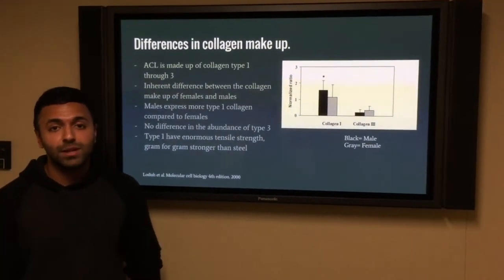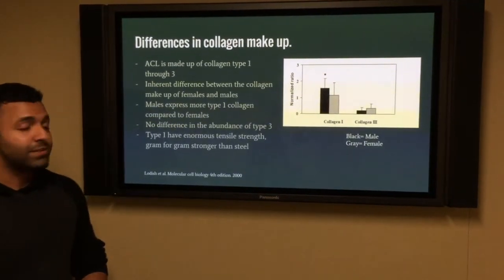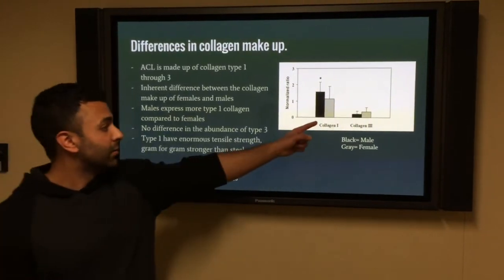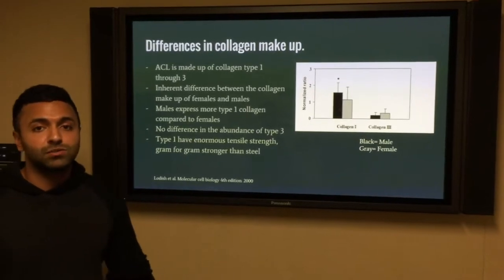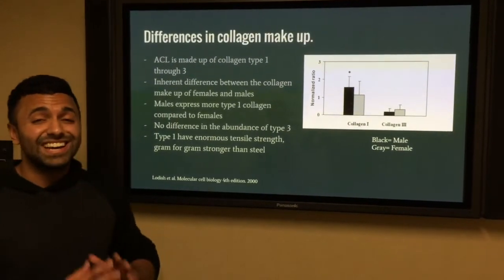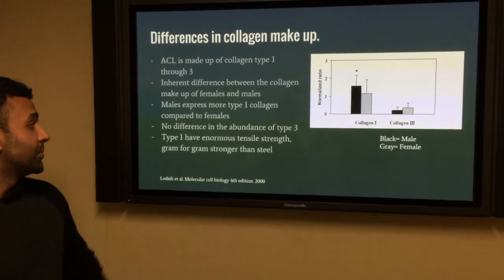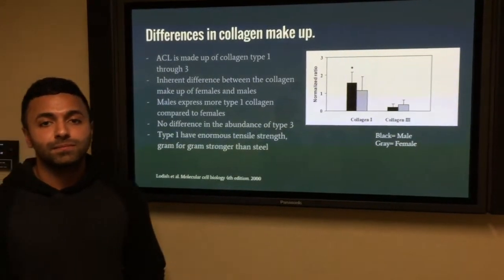Another important difference between the male and female ACL is the makeup of the collagen itself. As we all know, the ACL is made up of collagen types 1 through 3, but there was an inherent difference found between the collagen expression in males and females. Male ACLs were found to have a much higher collagen 1 expression, but the collagen 3 expression was relatively the same. The reason why this is significant is because collagen 1 has an enormous tensile strength compared to collagen type 3, and it was found to be stronger gram for gram when compared to steel.